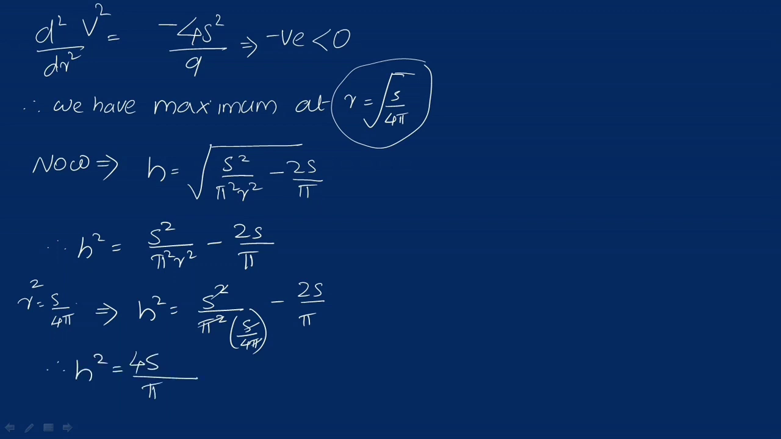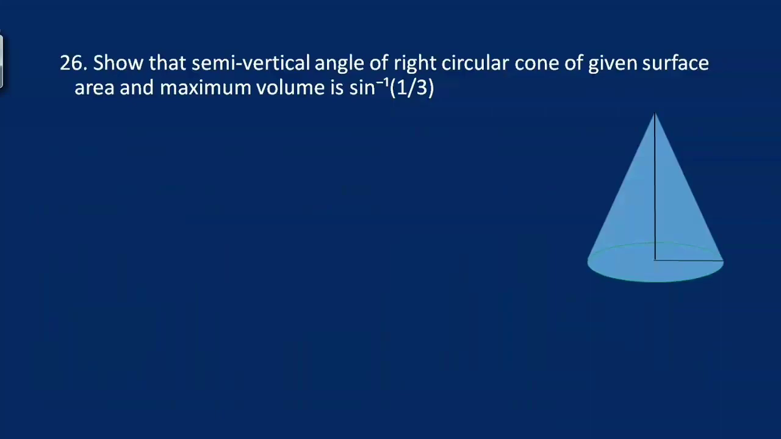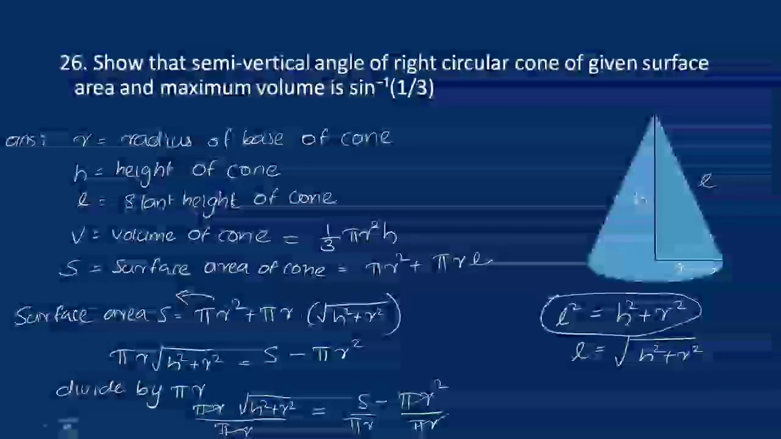So we have h square is equal to, cancelling the terms S square S and pi square pi, we have 4S by pi minus 2S by pi. What is 4S minus 2S? That is 2S itself. So h square is equal to 2S by pi. So we have got h, r, etc.